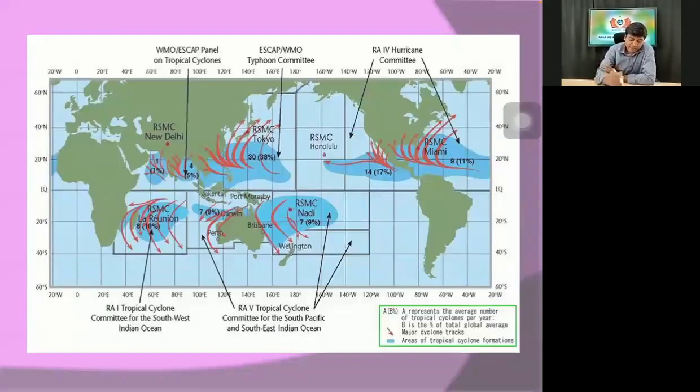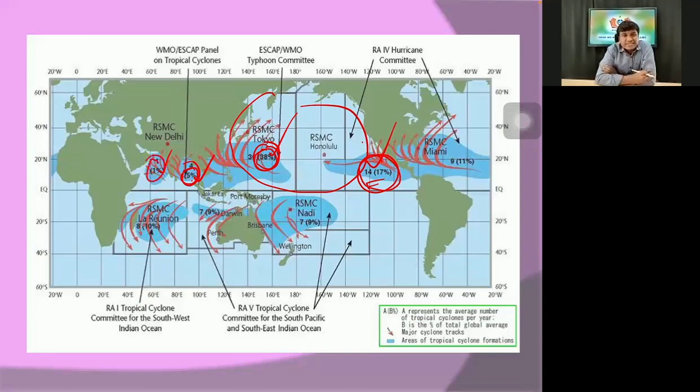Maximum cyclones originate in the Pacific Ocean, and that too in the western part. This is the Pacific Ocean, this is the western part, and this is the eastern part. In the eastern part of the Pacific Ocean, around 17% of the cyclones originate, and in the western part, around 38%. And in the Indian Ocean, 5% in the Bay of Bengal and 1% in the Arabian Sea. So maximum cyclones originate in the Bay of Bengal, and very few originate in the Arabian Sea.